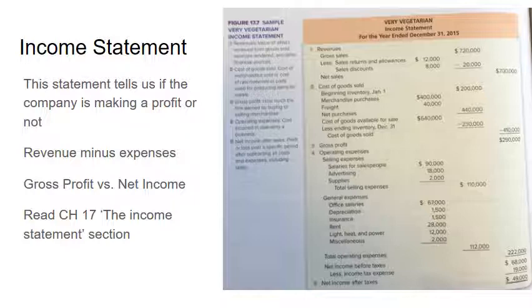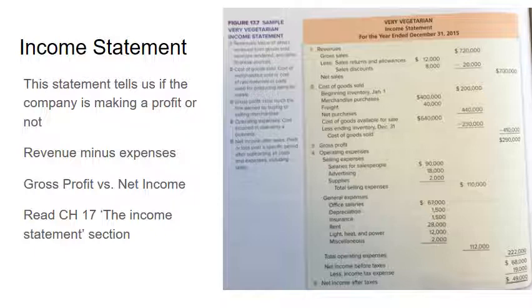Income statement. So the income statement tells us, is the company making any money or not? And you see my screenshots here from the actual pages from the book. So again, I recommend you go and look at these in more detail. So we look at this. It's also called a profit and loss statement. Is the company making money? What are the revenues less what are their expenses?